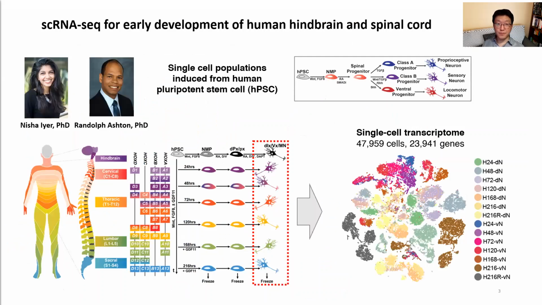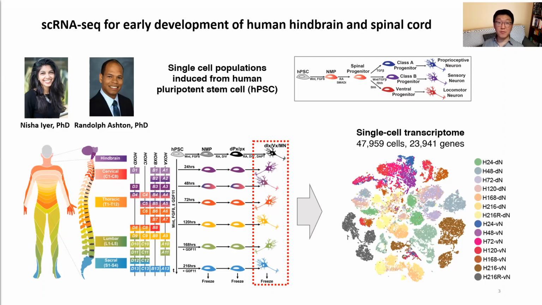and small numbers of the cells, which makes it difficult to isolate and analyze these tissues from this early in development. So to address this challenge, our collaborators, Dr. Randy Ashton and the postdoc from his group, Dr. Nisha Iyer, have developed a novel in vitro platform to mimic very early human nervous system development.